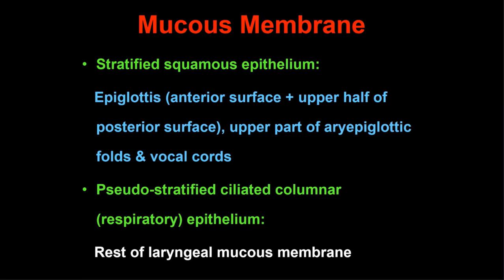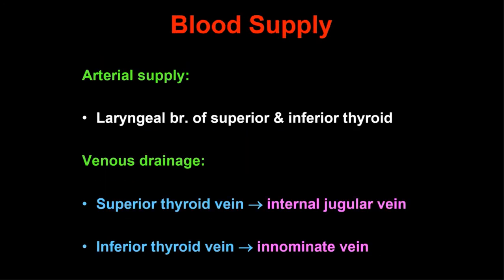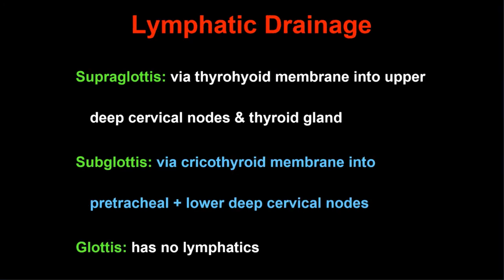The mucous membrane of the larynx has stratified squamous epithelium in the epiglottis, upper part of the epiglottic folds and the vocal cords. The majority of the larynx is lined by pseudostratified ciliated columnar epithelium, that is the respiratory epithelium, except in the anterior surface of the epiglottis, upper half of the posterior surface, upper part of the epiglottic folds and the vocal cords, which have stratified squamous epithelium. Arterial supply is from the laryngeal branches of the superior and inferior thyroid arteries. Venous drainage is by the superior and inferior thyroid veins, then into the internal jugular vein and the innominate vein.